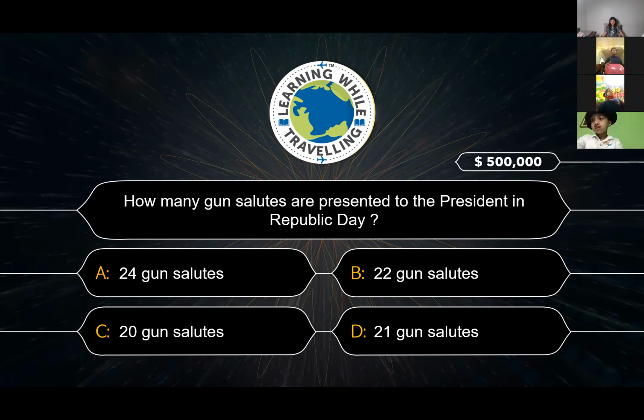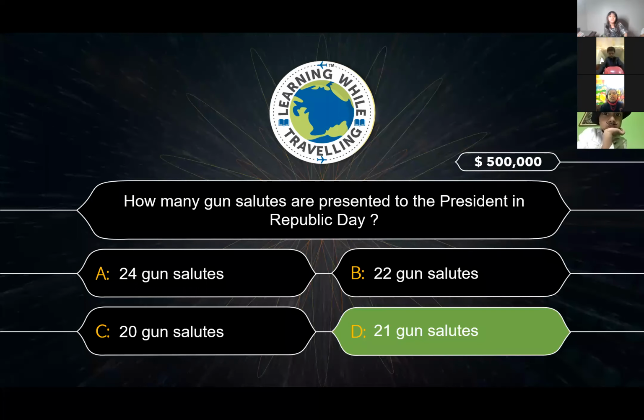Supriyo D, Arav B, Usru Ayushi D, Arush D, Catalina D, Akanshit D, Arav Aryan B, Divit D, Lakshita D, Saron B. Lock option D, 21 gun salute. Correct answer.